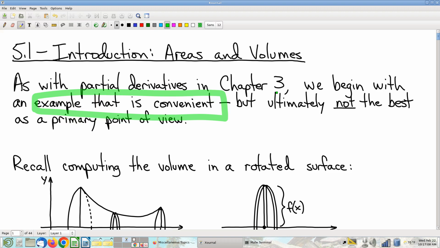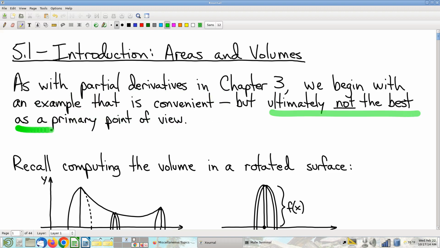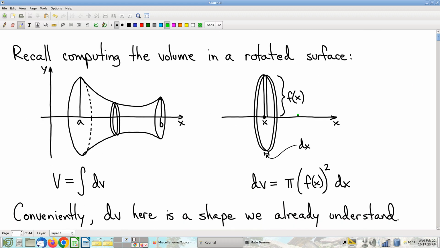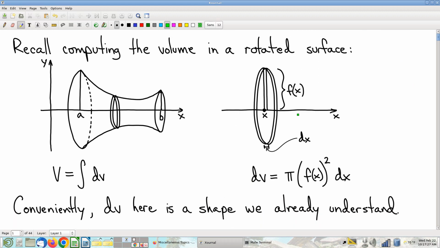So, just like that, I'm going to start off with a convenient example. Don't hang your hat on this. There is a much better way to think about multivariable integrals. So, that noted, let's do it. Old news. Y'all recall this calculation from single variable calculus, I imagine.